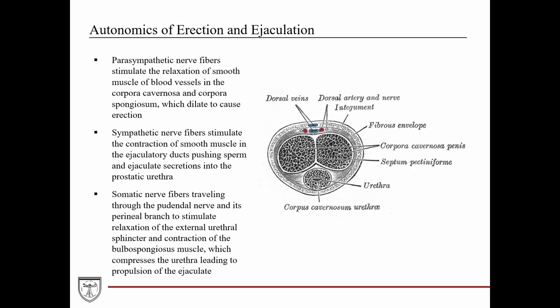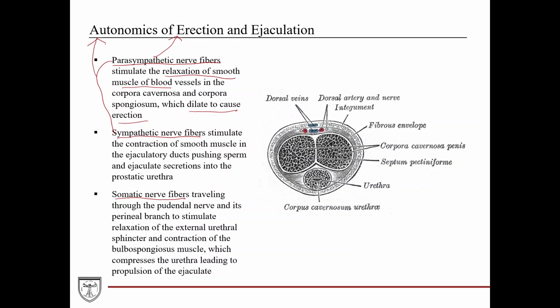So the autonomics of this involves the parasympathetic nerve fibers, sympathetic nerve fibers, and somatic. Remember, the first two are part of the autonomic nervous system. The parasympathetic fibers stimulate relaxation of smooth muscle in the blood vessels in the corpora cavernosum and the corpora spongiosum. They dilate as a result of that, and that causes the erection because they become engorged with blood. And so that parasympathetic portion is responsible for the erection, and then the sympathetic and somatic nerve fibers are responsible for ejaculation.